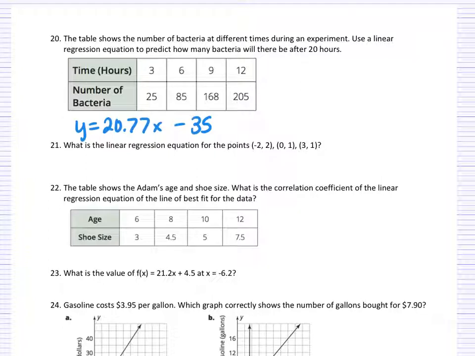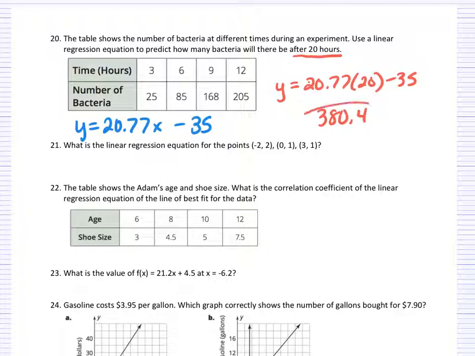Now, that is not my answer because they're not asking for the linear regression equation. They're asking me to use it to see how many there would be after 20 hours. So I need to type in 20 for my x. So 20.77 times 20 minus 35. And once I type that in, I should get an answer of around 380.4, I believe.